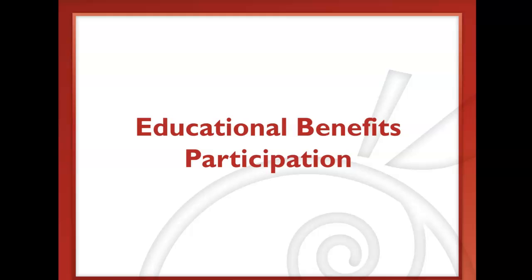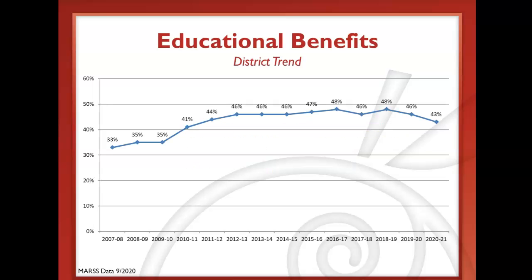And the last section of this is our education benefits participation. It's also commonly referred to as students who qualify for free and reduced price meals, and it can be an indicator of families that may be economically challenged. This first slide provides a trend of data over time, so 14 years of data. You can see that we have increased by 10 percentage points over that time span. However, it's trended down over the past few years.